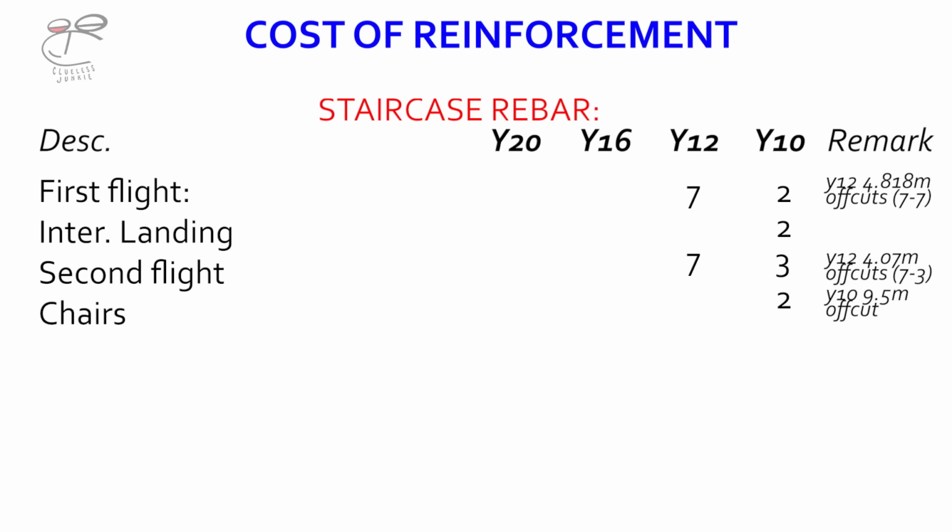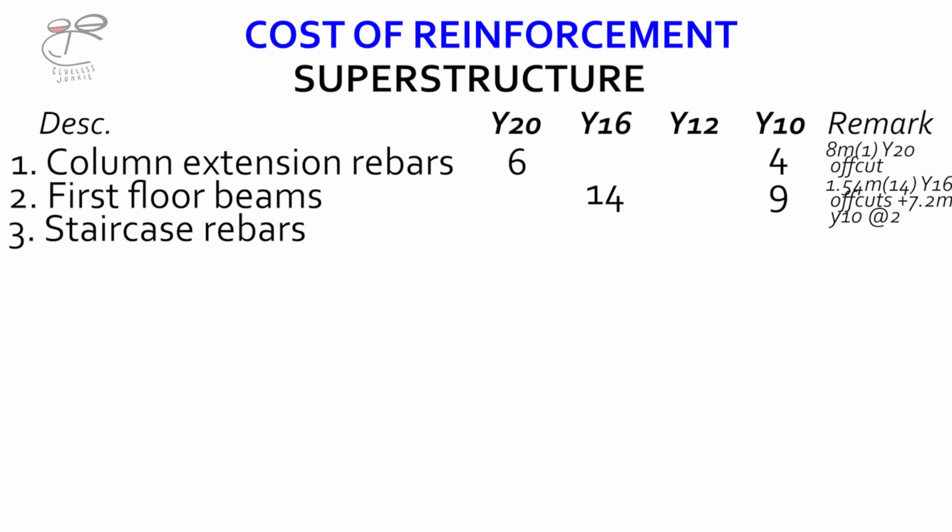So if we were to add these values, the number of Y12 iron needed is 14, and then for the Y10 iron, we need 9 lengths of that, and then the offcuts will also be specified, 4.07 meter offcuts, about 4 units of that. So next, we move on to the slab rebars.